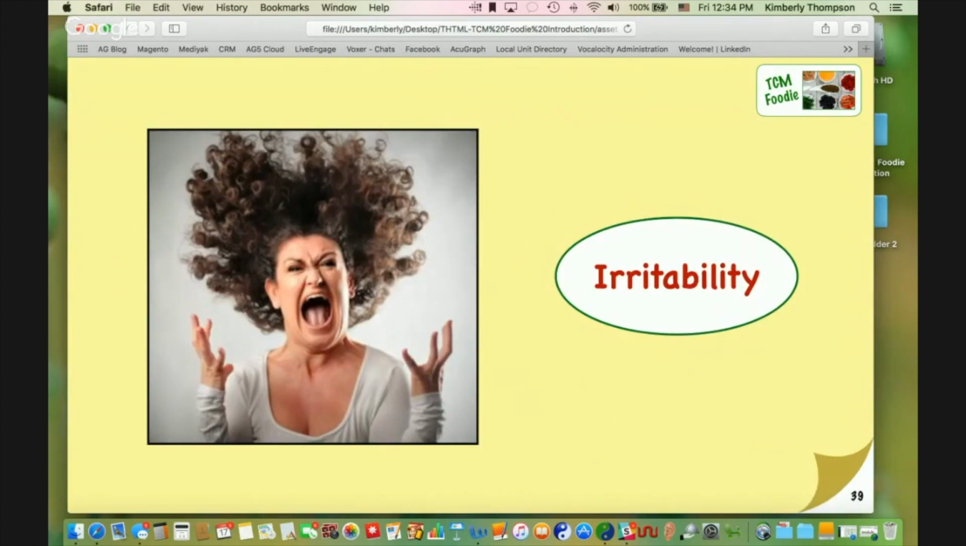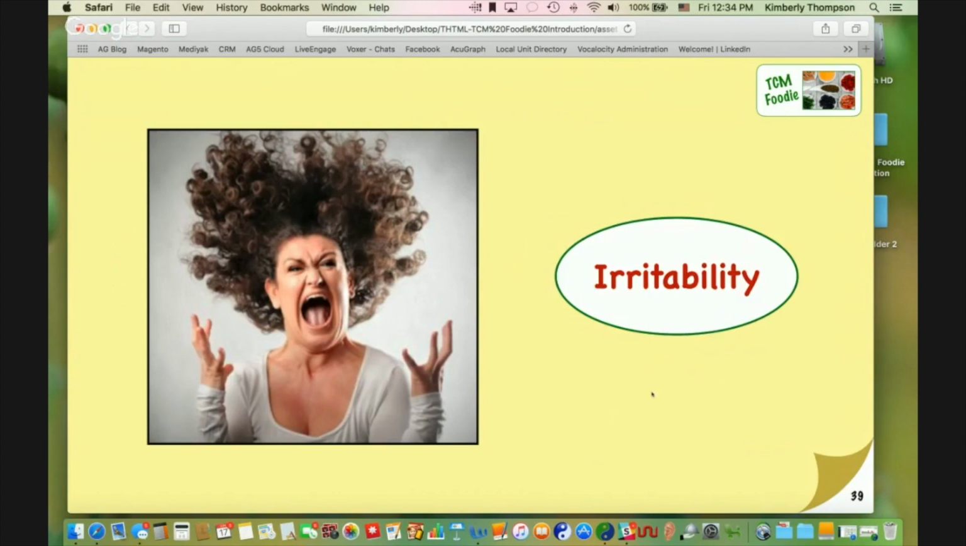And then finally, irritability. You can actually have foods that will deal with irritability as well. And so even if your patient is complaining about their husband who's irritable and you know a little bit about them, you can say, you know what, I'm going to send you home with a grocery list that is going to help your husband.